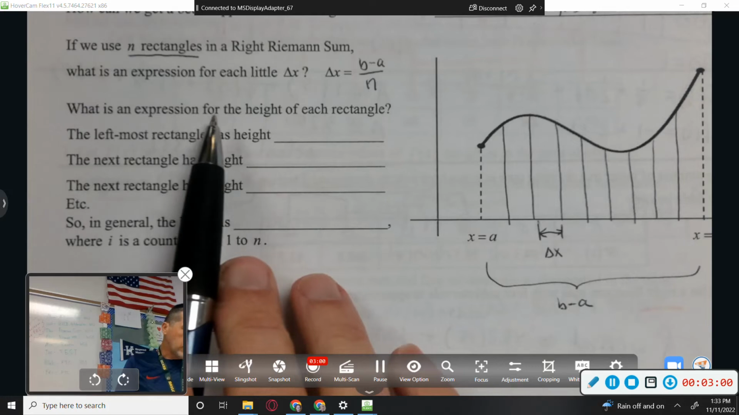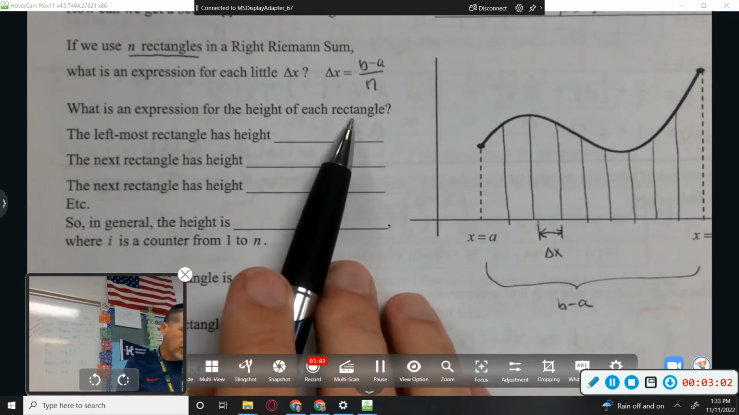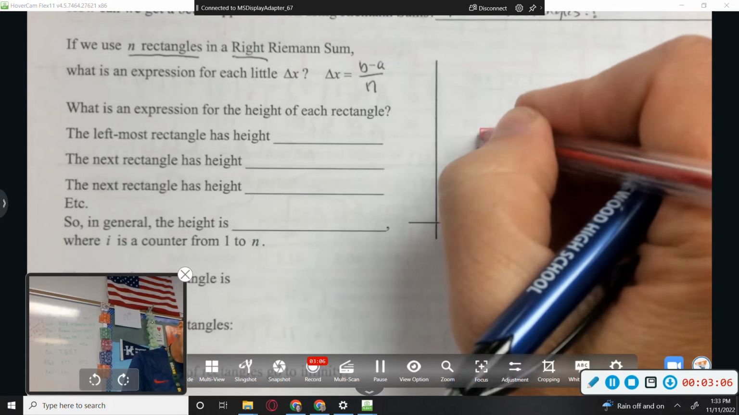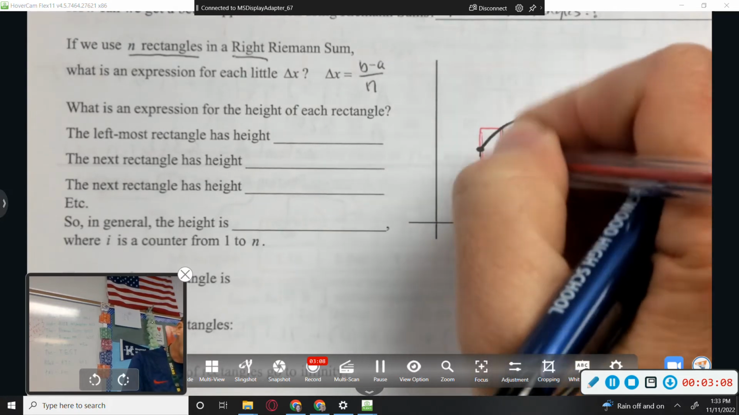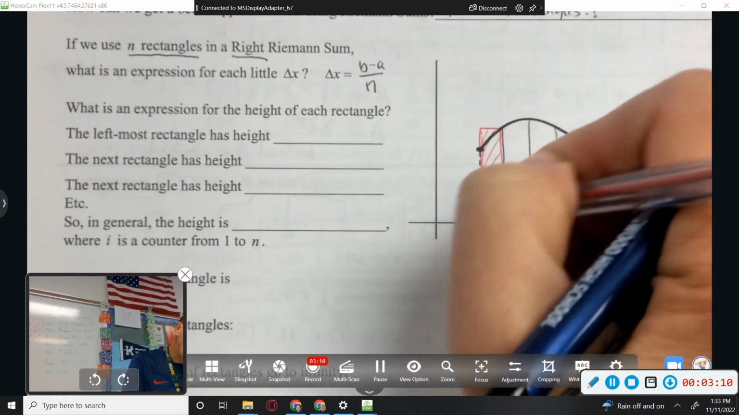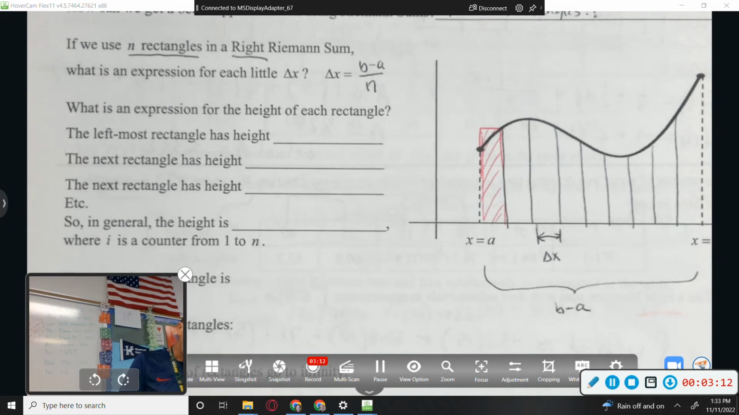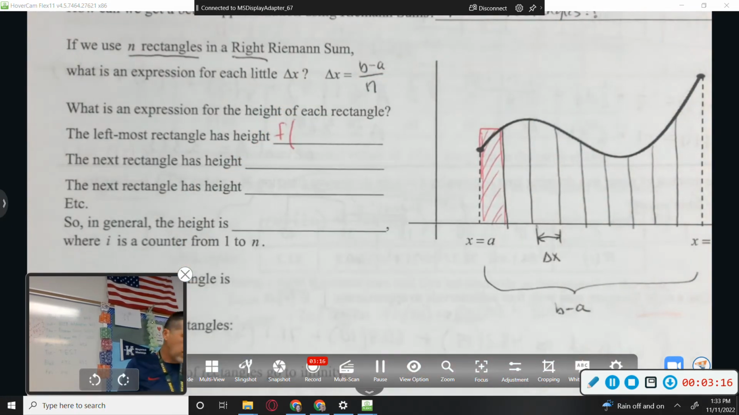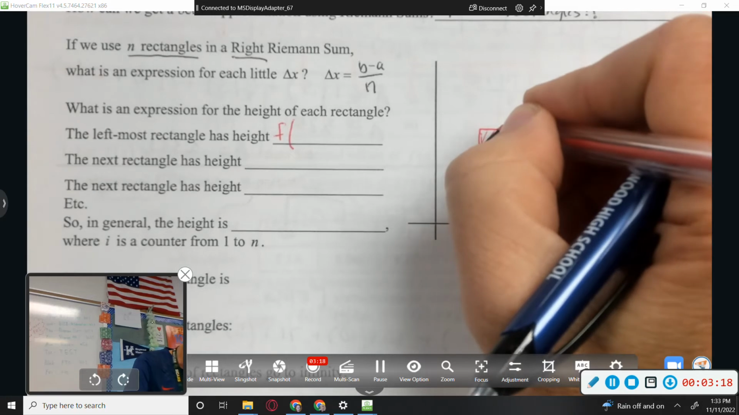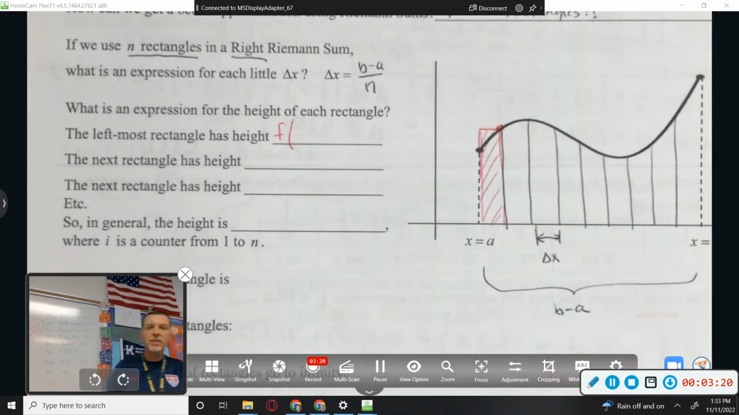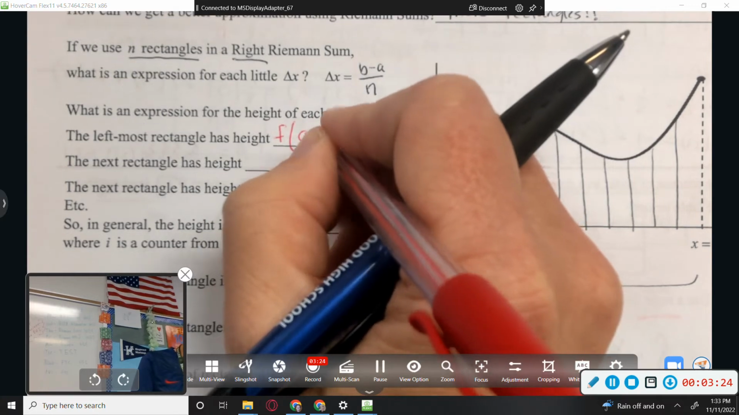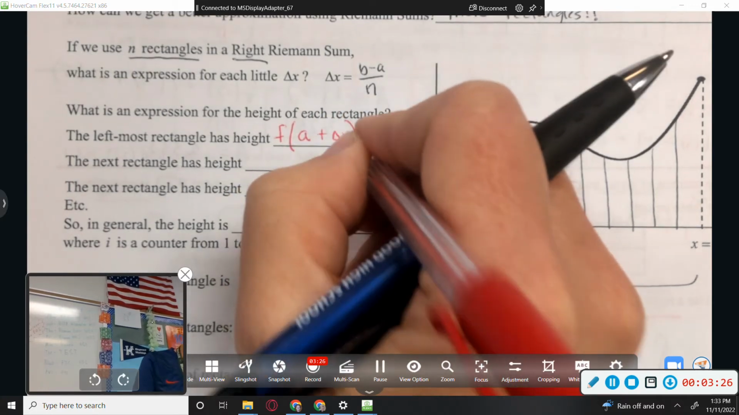All right, what is the expression for the height of each rectangle? And we said we were going to do a right Riemann sum. So our first rectangle has a height, so f of, well, it's not f of a because it's moved over a little bit. f of a plus delta x? It's f of a plus delta x. Yeah, let's go with that.